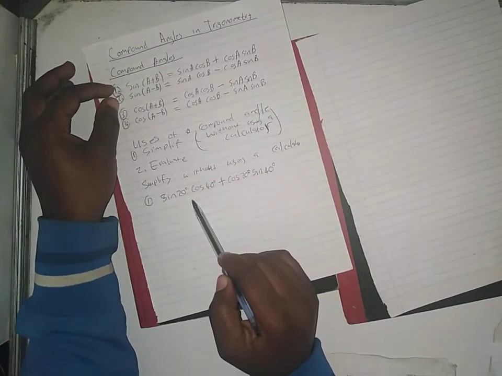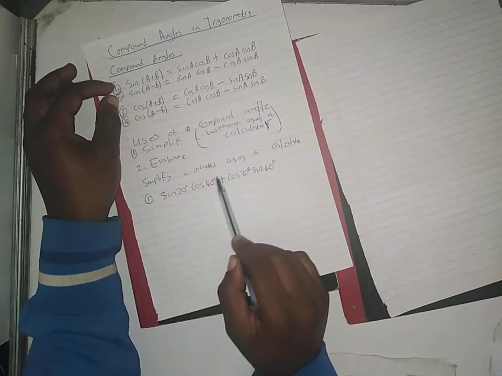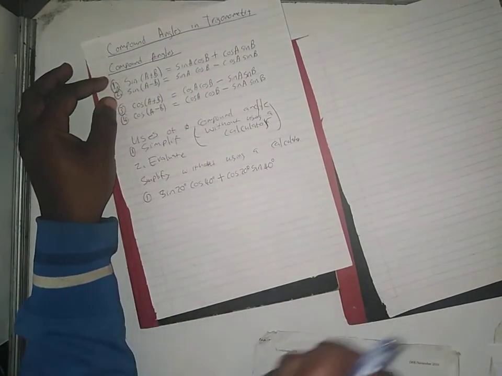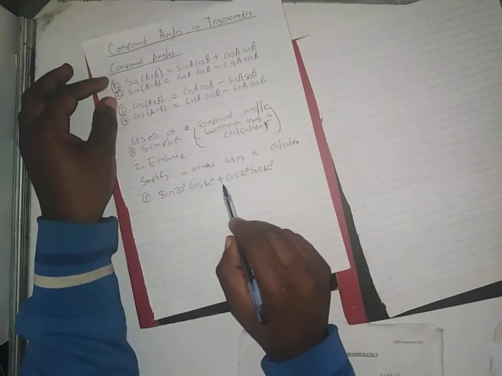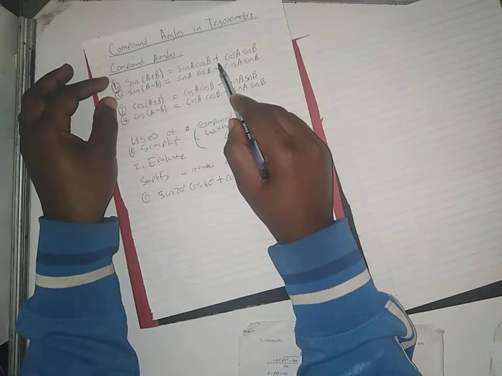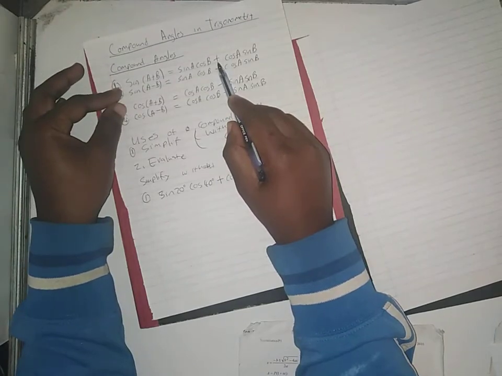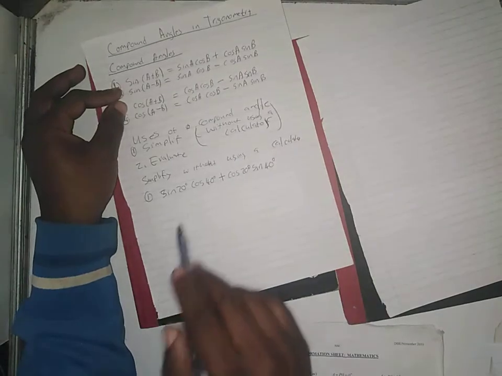So this can either be here or here. Can you see that? You can try to replace this with either this one or this one. Now between these two, in order to find out which, you need to look at the sign. The sign is plus. So that means that this is the compound angle formula that you are going to use.